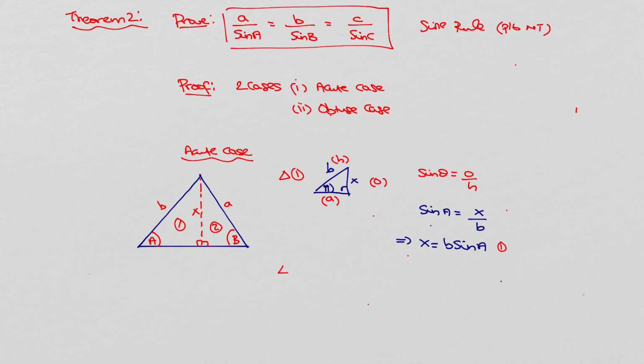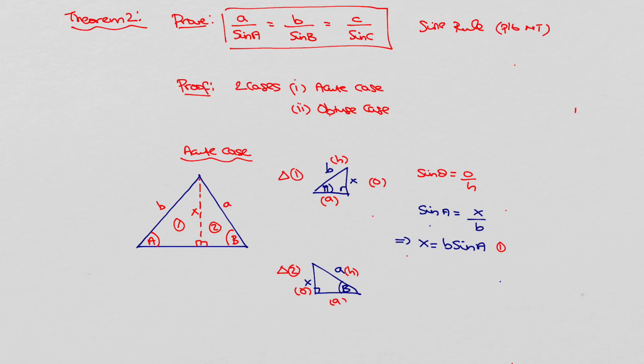If I do the same then for triangle 2, again just break it up, we have angle B, A, X, right angle. So again I have opposite, hypotenuse, adjacent, and again sine theta is equal to the opposite over the hypotenuse. So therefore I can say sine B is equal to X over A. Therefore X must equal A sine B.